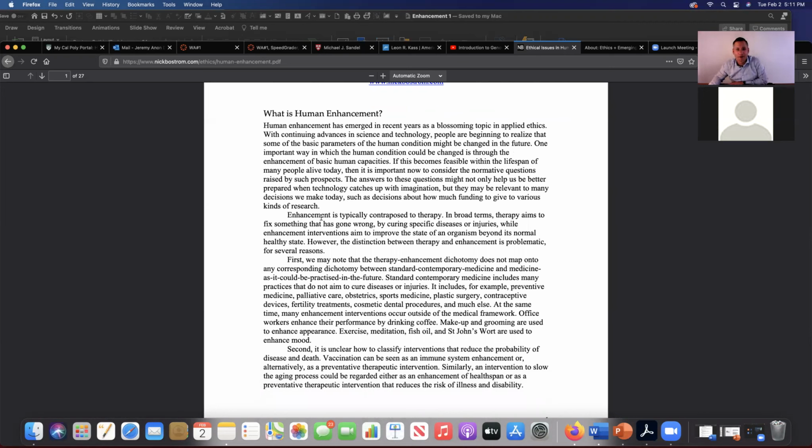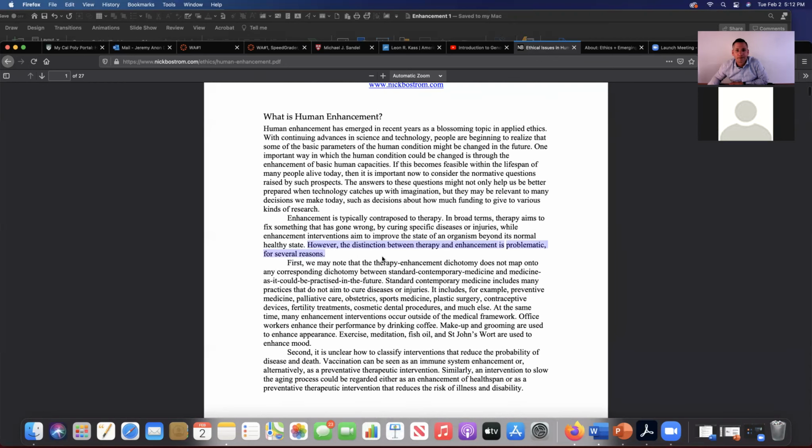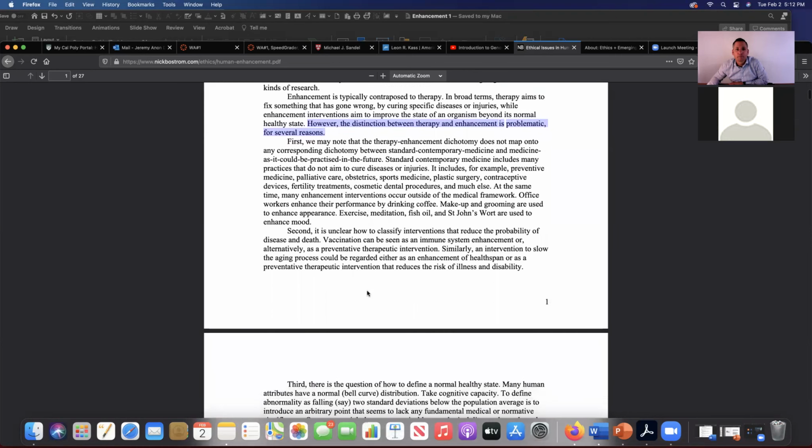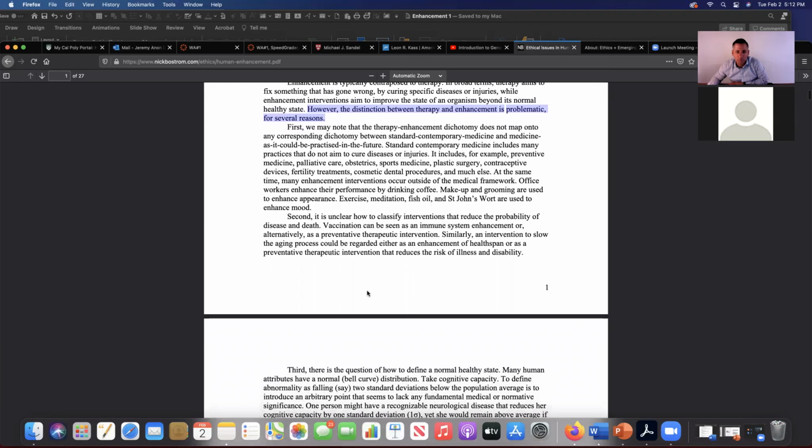Right. So in the second paragraph, an enhancement is typically contraposed to therapy, as I've anticipated. In broad terms, therapy aims to fix something that's gone wrong by curing specific diseases or injuries, while enhancement interventions aim to improve the state of an organism beyond its normal healthy state. And then Bostrom and Roach go on to claim that this distinction is problematic for several reasons. They spend quite a bit of time talking about the issues that arise when we try to make this distinction.